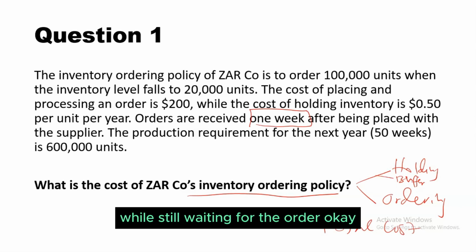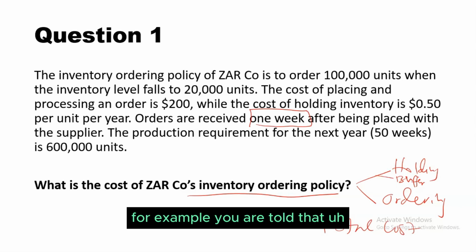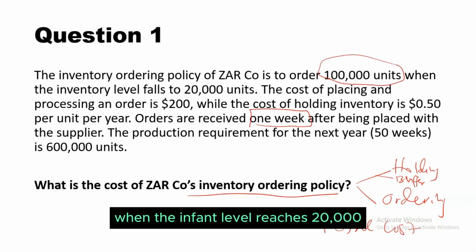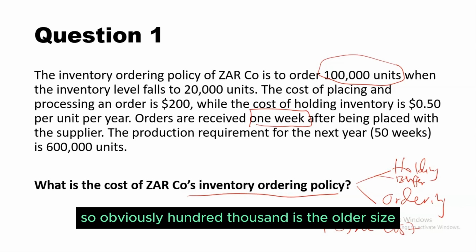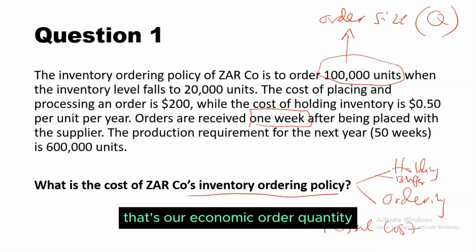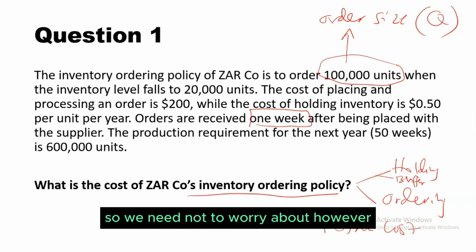Okay, so now your task is to identify the variables, or to identify the meaning of those figures. For example, you are told that the ordering policy is to order 100,000 units when the inventory level reaches 20,000. So obviously 100,000 is the order size, which is also the economic order quantity. Okay, that's our economic order quantity. It has been worked for us by the examiner, so we need not worry about it.